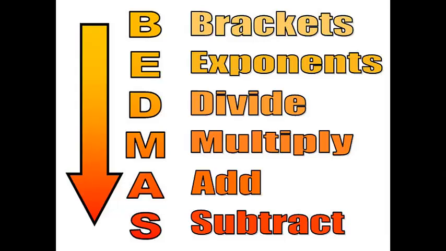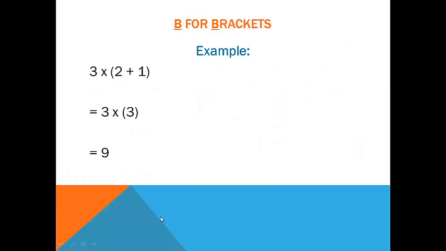So, what does BEDMAS stand for? Well, the B here stands for brackets, the E stands for exponents, the D divide, M multiply, A add, and S finally subtract. So, the B for brackets. Now, what does that mean? So, we have an example here.